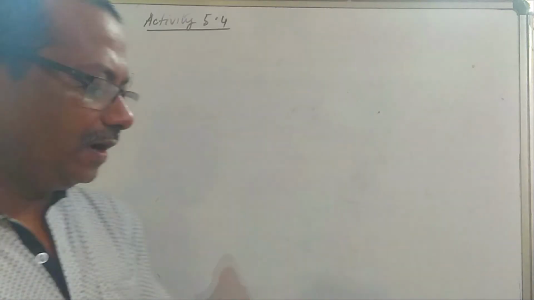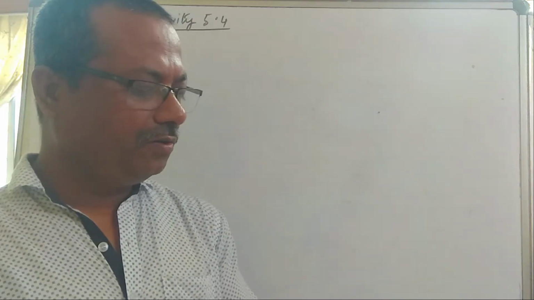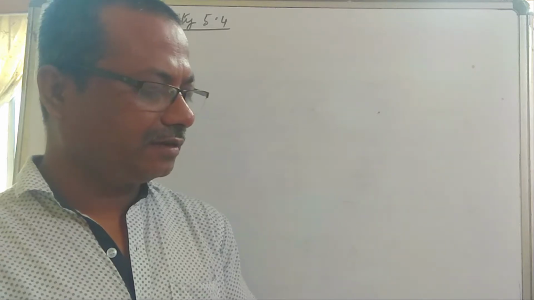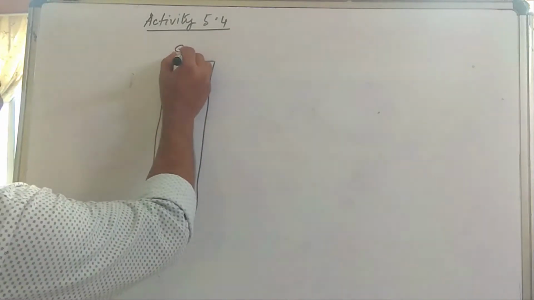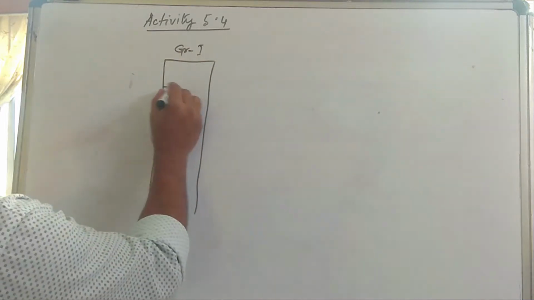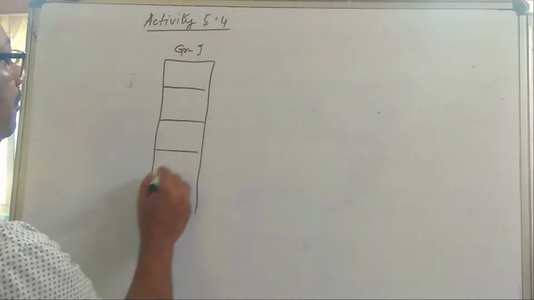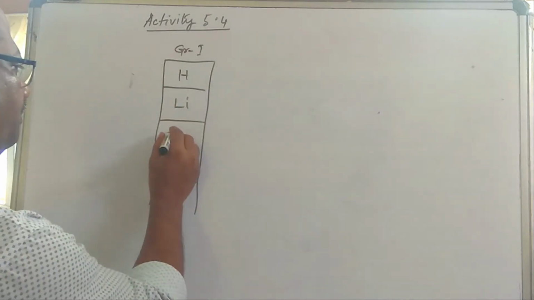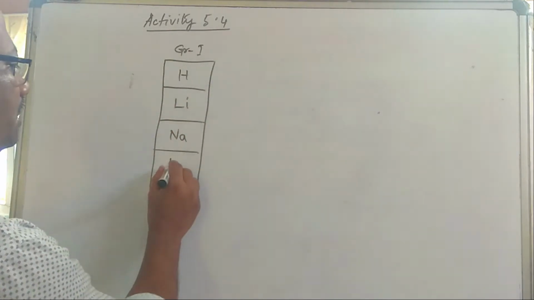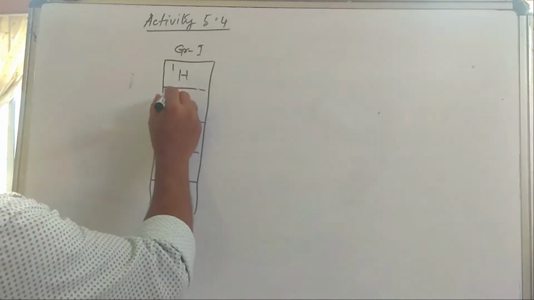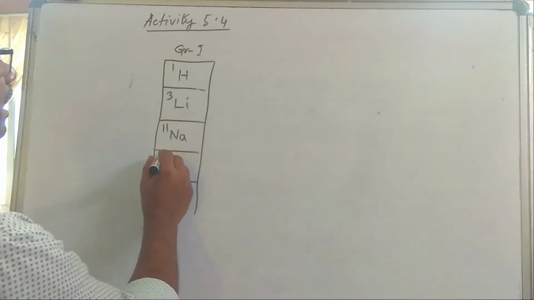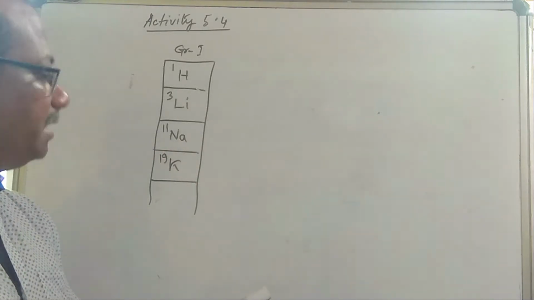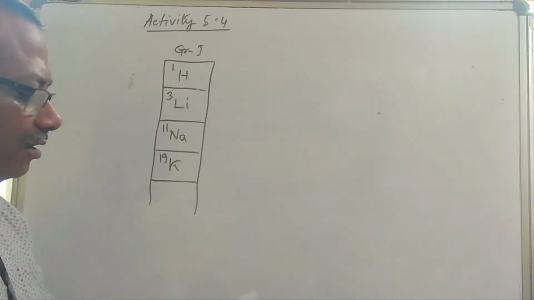Activity 5.4. What activity is given? Look at group 1 of the modern periodic table and name the elements present in it. Suppose this is group 1: first period, second period, third period, fourth period. In the first place, hydrogen is there, then lithium, sodium, then potassium. Atomic numbers 1, 3, 11, 19. These are the elements present in group 1.